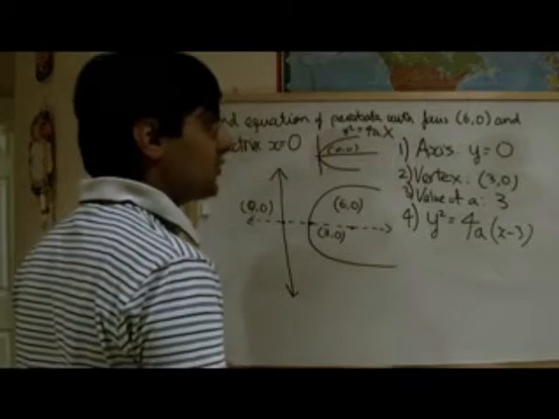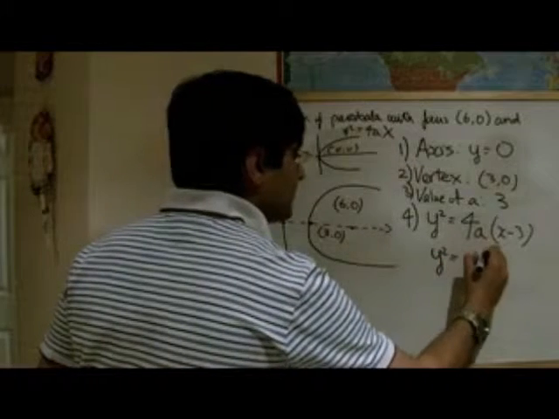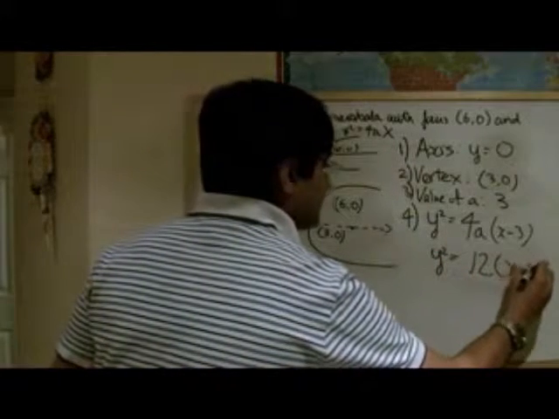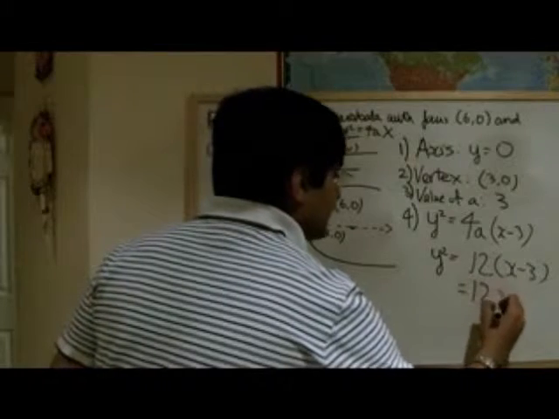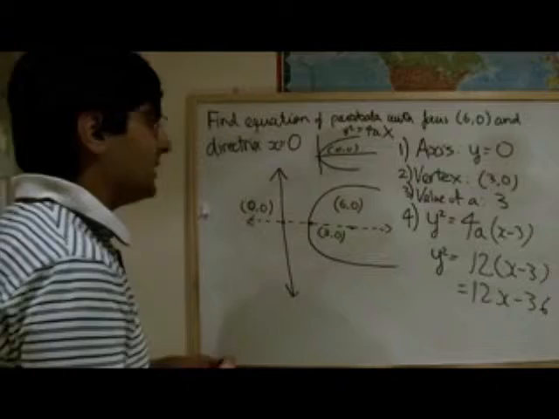We know the value of a is 3. So let's simplify this further. That's going to be 12 multiplied by x minus 3, which is equal to 12x minus 36. And that's the equation of your parabola.